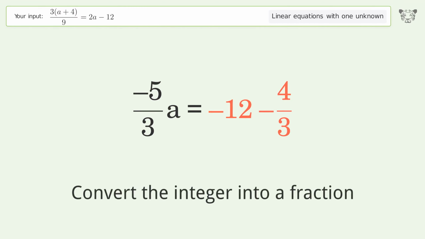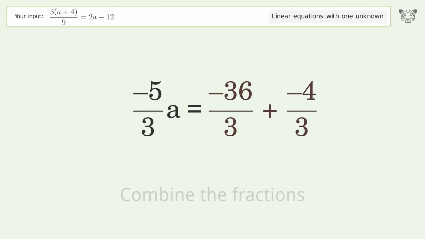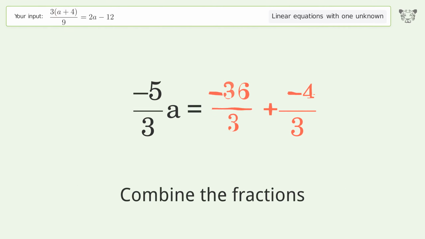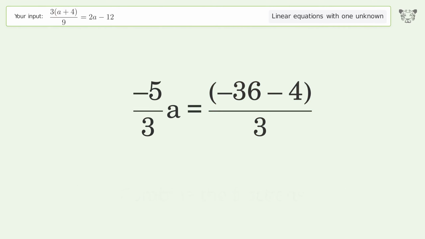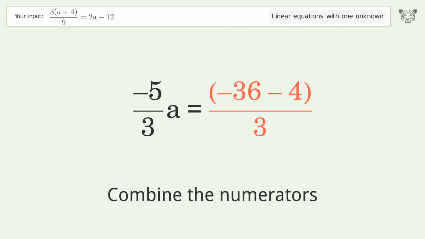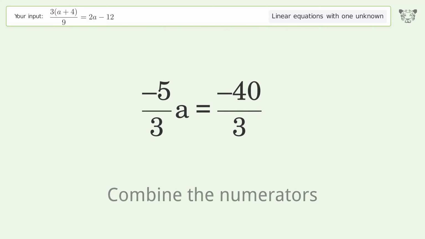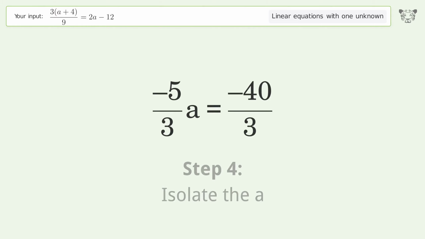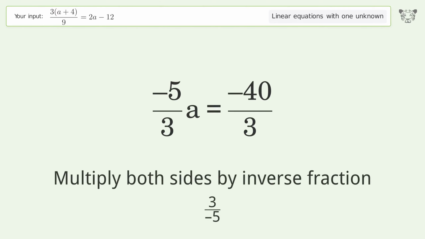Convert the integer into a fraction. Combine the fractions. Combine the numerators. Isolate the a. Multiply both sides by inverse fraction 3/5.